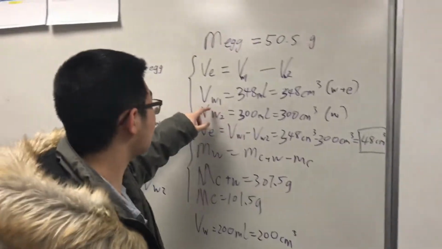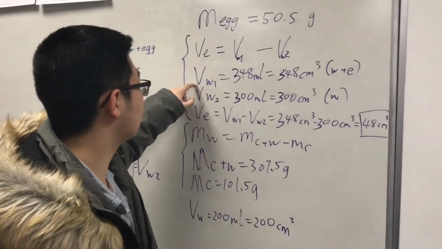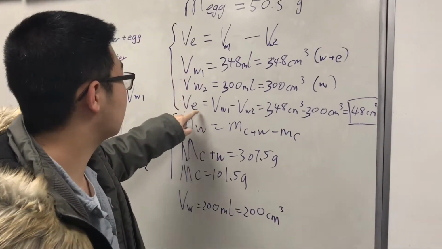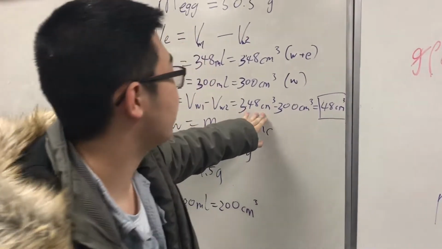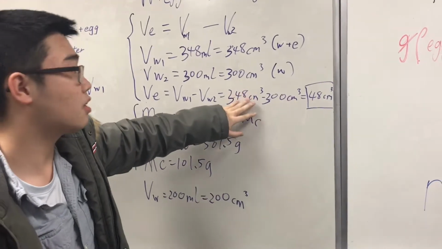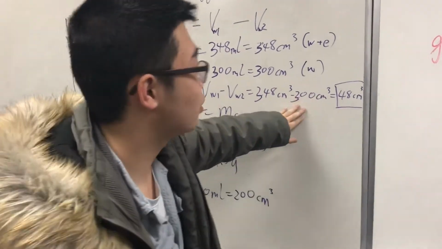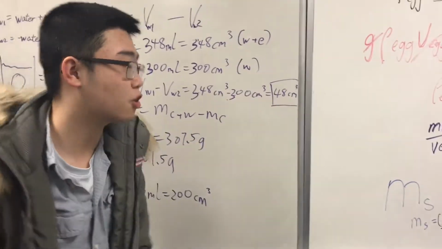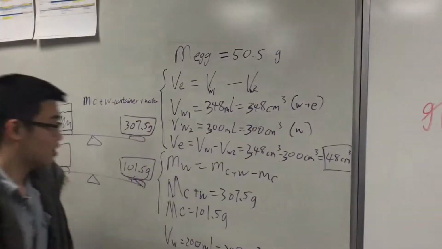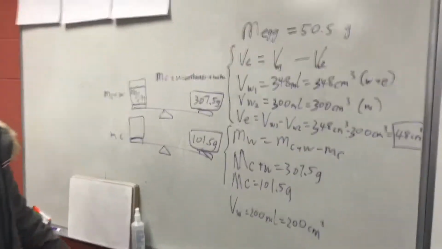Based on the equation, we got VE, which is the volume of the egg, equal to 348 cubic centimeters minus 300 cubic centimeters, which is equal to 48 cubic centimeters. Okay, now the second part.